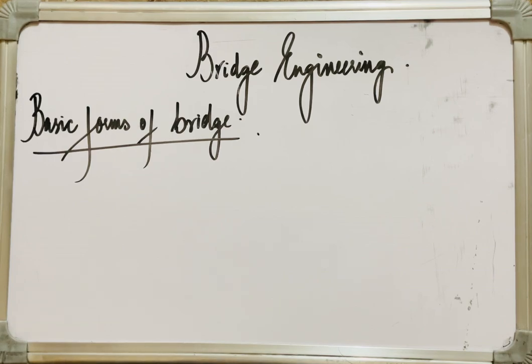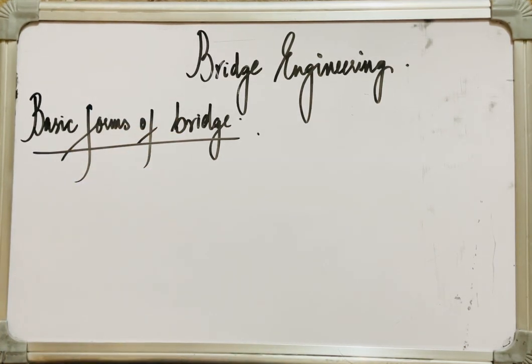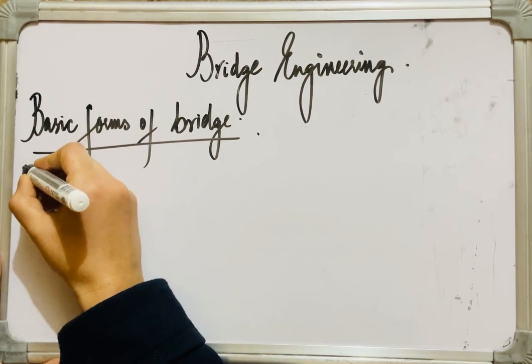That we have already discussed in video lecture number 1, and we are going to study the basic forms of bridge, which is essentially a classification based on the type of the superstructure. Classification on other criteria we're going to study later. But today's video lecture is about the 7 basic forms of bridges. So we have 7 basic forms of bridges.